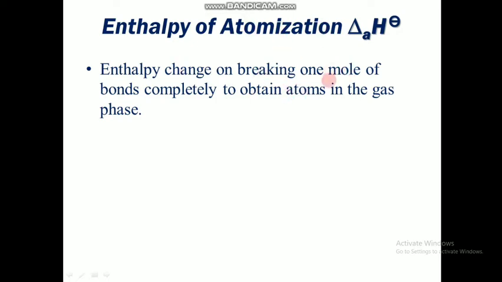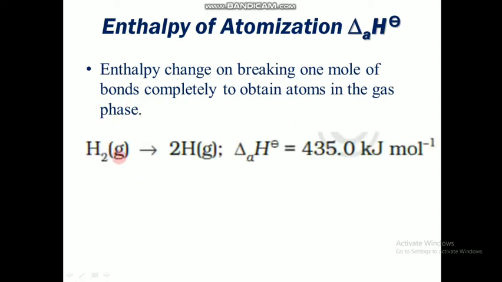Enthalpy change of breaking 1 mole of bond to get atoms in the gas phase, and that gas phase is very important here. So the example: H2 gas gives 2H gas, and the enthalpy of atomization is 435.0 kilojoules per mole. One mole of hydrogen molecule is converted to 2 moles of hydrogen atoms. So a molecule is converted to atoms. That's why we call it atomization.